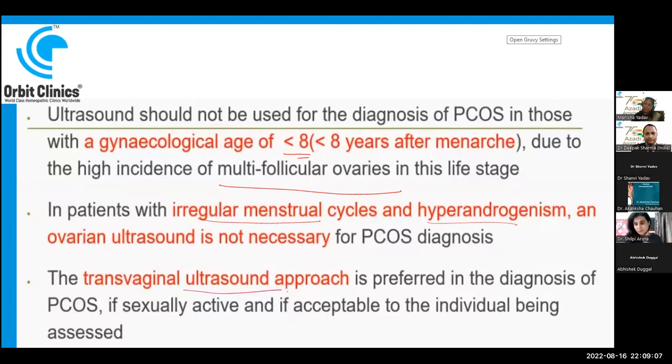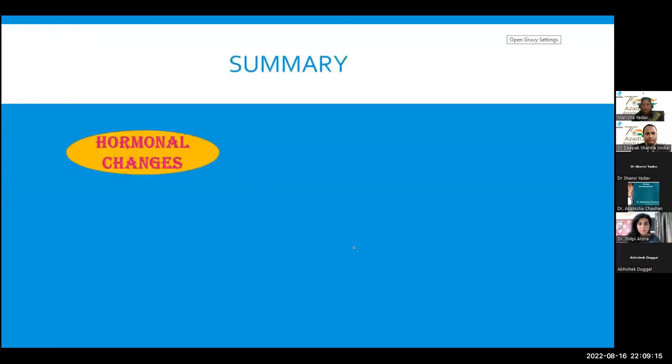And for the ultrasound, it is better to go for transvaginal TVS mainly in sexually active females, not for unmarried girls.